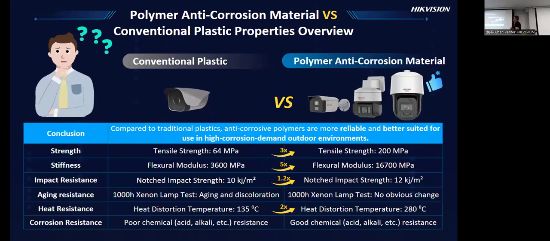Here you can see we did some tensile strength tests on a normal camera versus the polymer cameras. First up, only 64 megajoules, and 200 on the new one. You can see it's almost 3 times more. 5 times more on flexible, meaning bendable. This one doesn't bend, whereas the other one can bend.